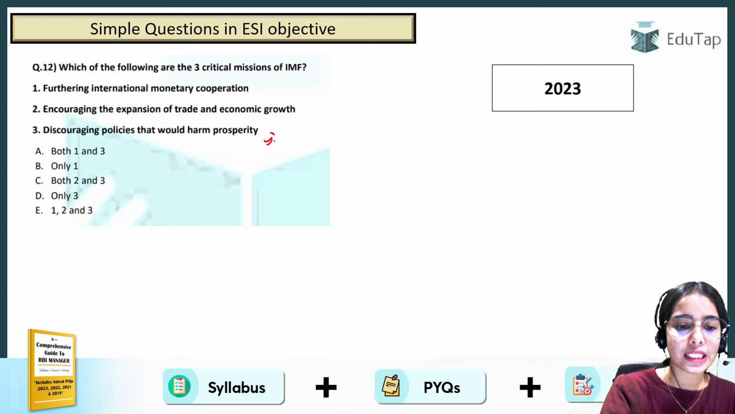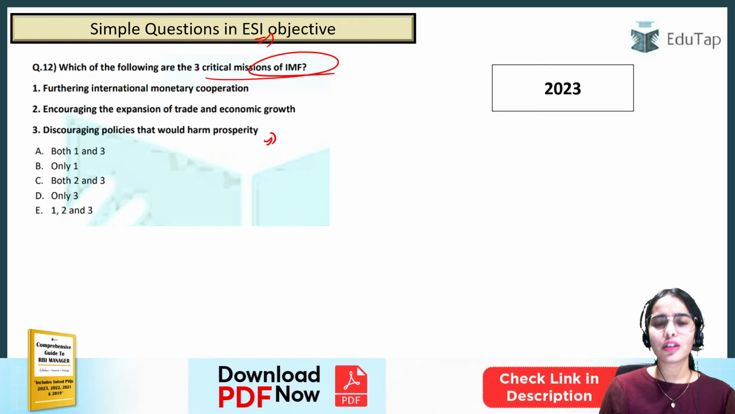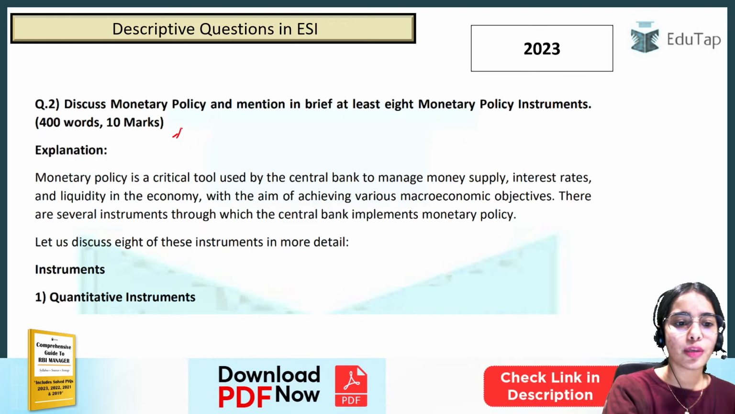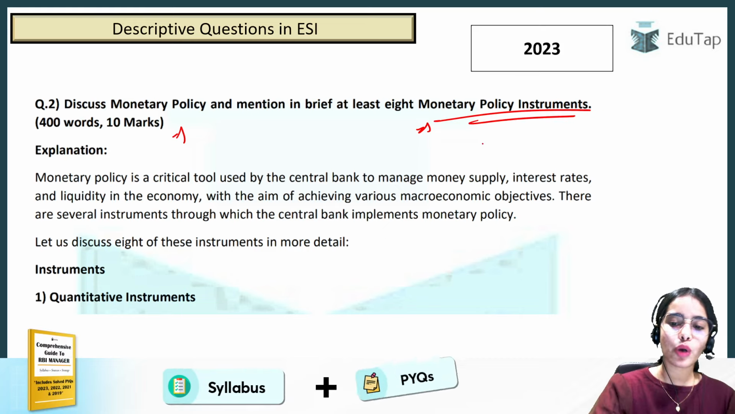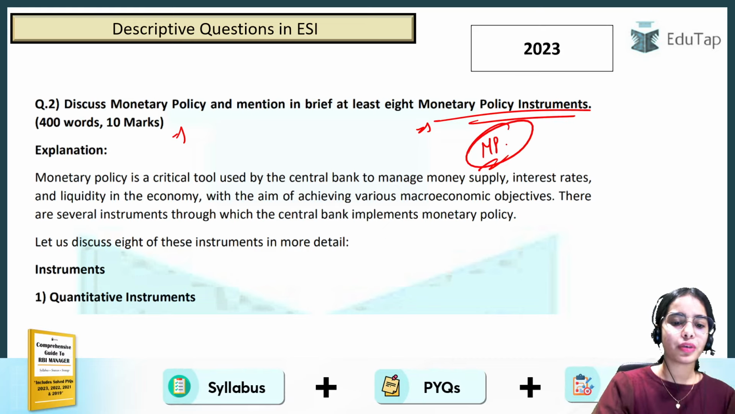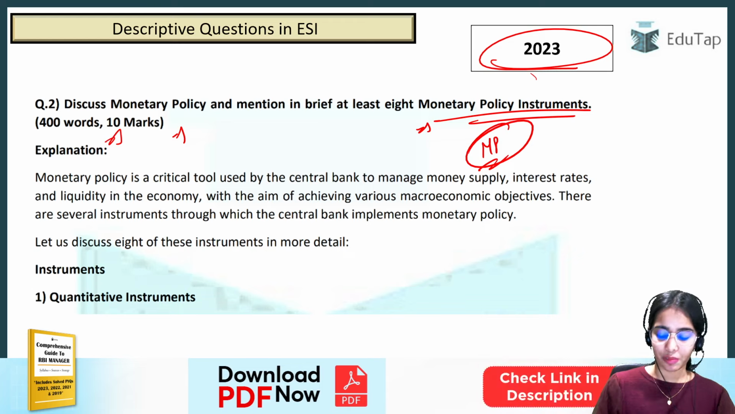You can see that in ESI objective, directly IMF, 3 critical missions or functions. So just the foundation you needed. Here, the monetary policy and at least 8 monetary policy instruments. So if you have basic understanding in the monetary policy chapter, you can easily answer this question that is of 10 marks. And this is the recent example. This is the recent pattern that has been seen.